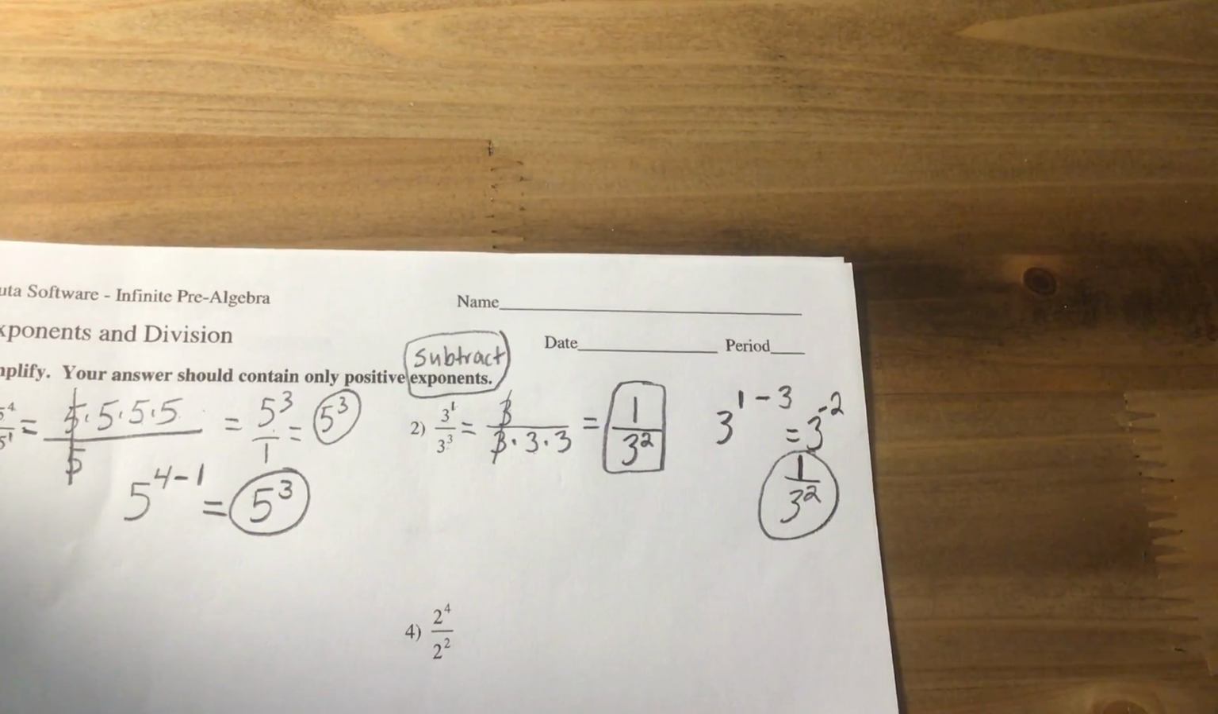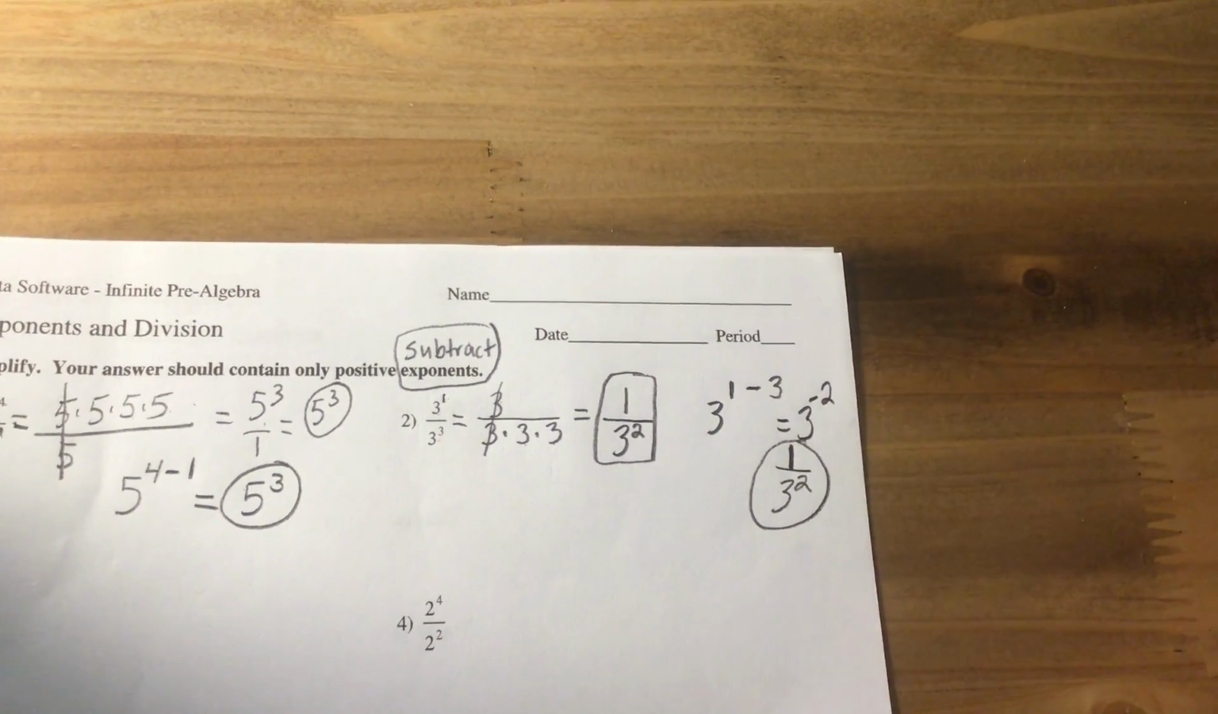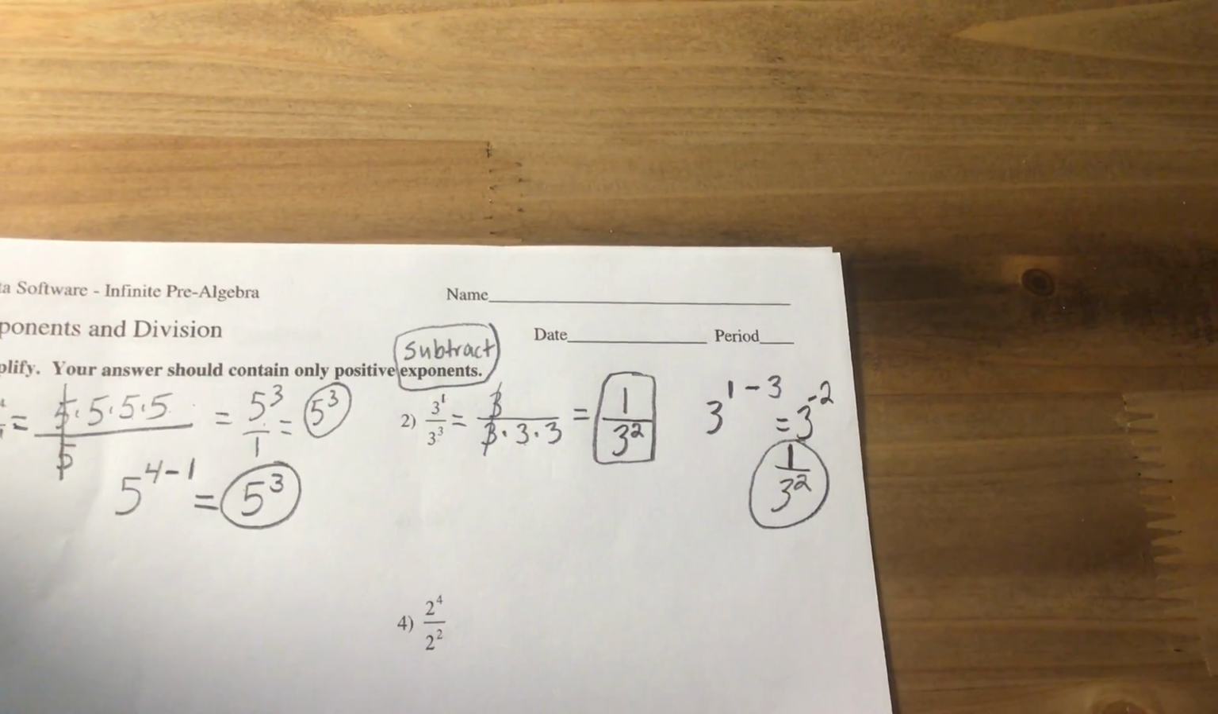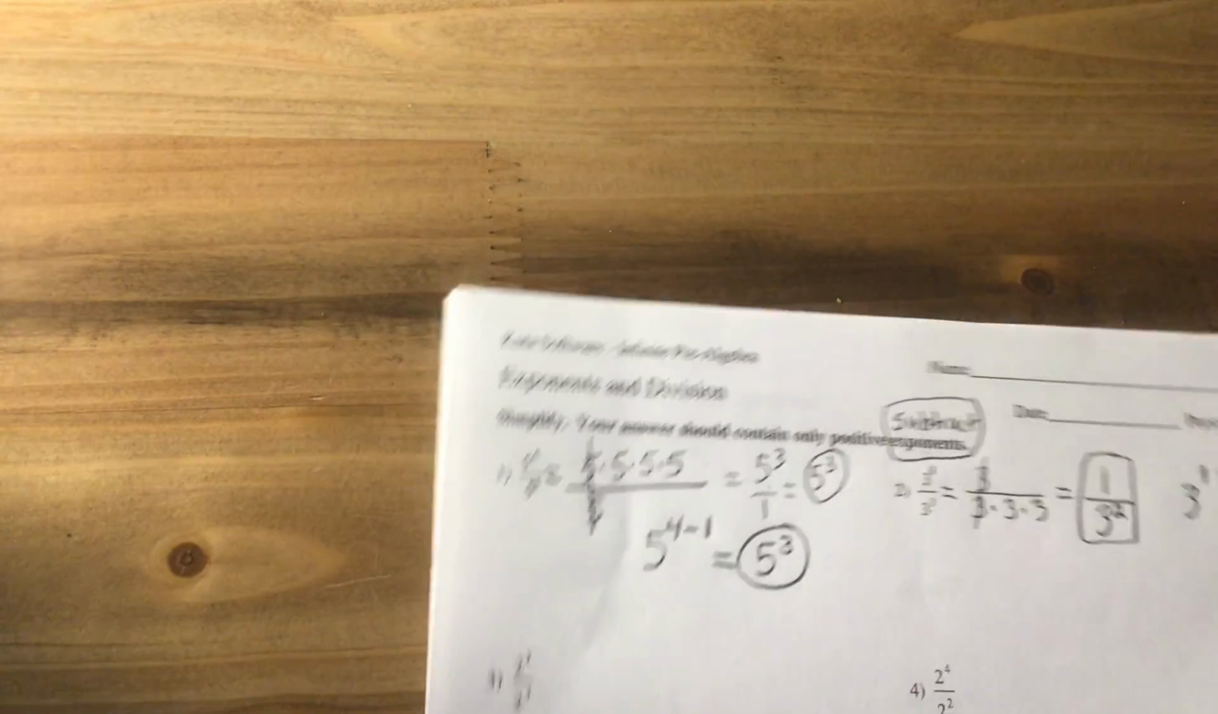Okay? If I simplify these completely, I say 3 times 3, and that gives me 9, so that's 1/9. Okay? So if you type it in the calculator, you're going to get 1 over 9. But we want to keep it in exponent form. Let's look at number 3.